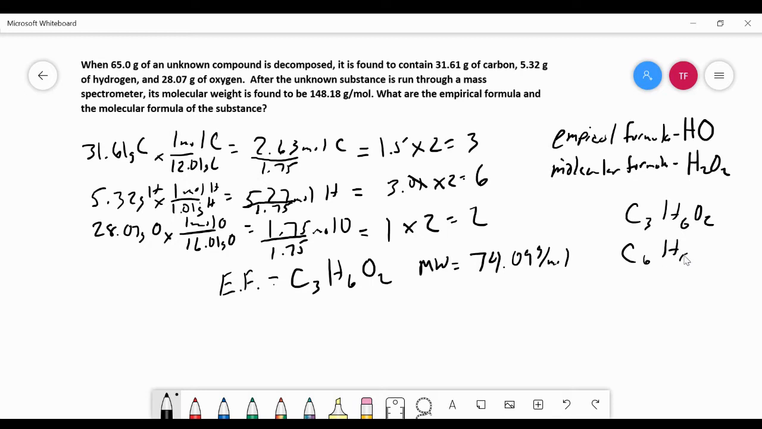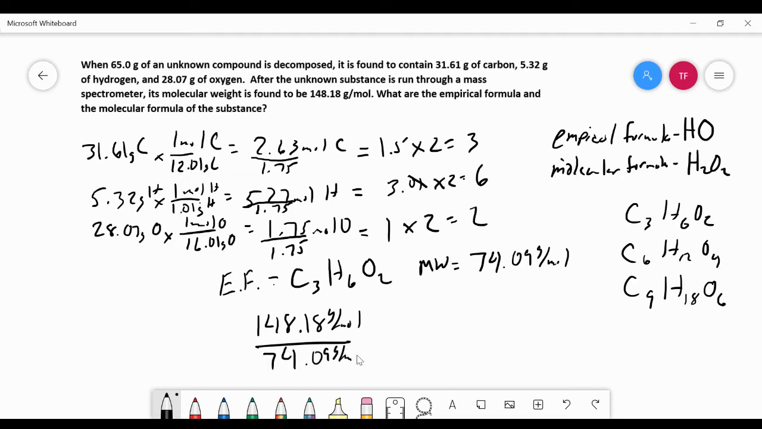So C6H12O4, C9H18O6, or continuing on. Notice these ratios are still a 3 to 6 to 2 ratio. So we need to figure out which one of these adds up to 148. So all we're going to do is take the total molecular weight, 148.18 grams per mole, and divide that by the molecular weight of the empirical formula, 74.09 grams per mole. And if you do that, we get a factor of 2. In other words, it takes 2 empirical formulas to add up to the molecular weight.